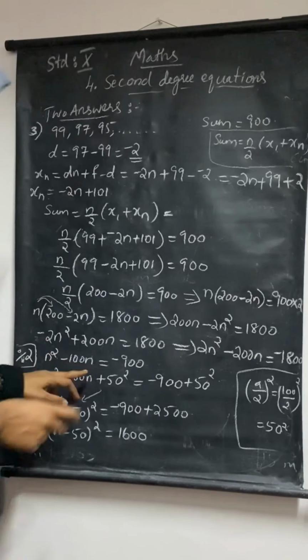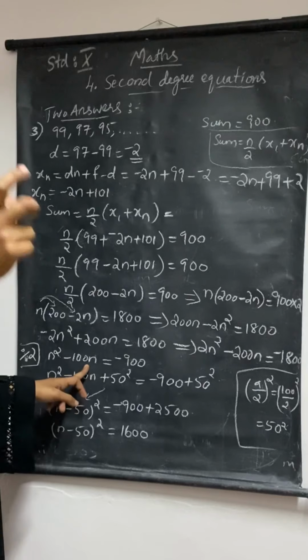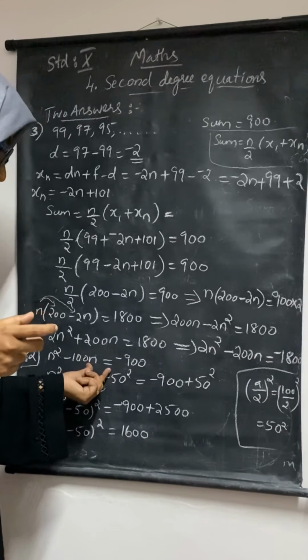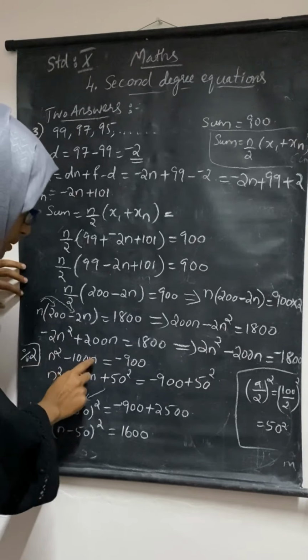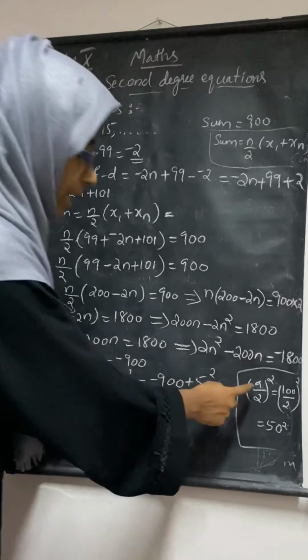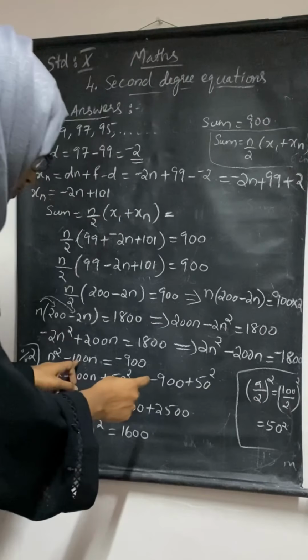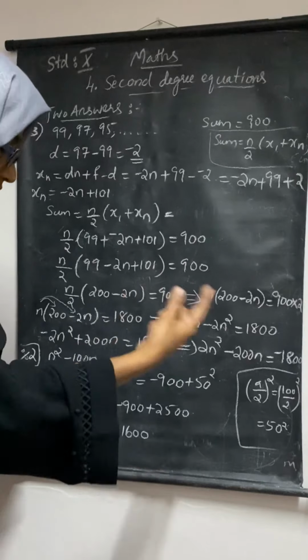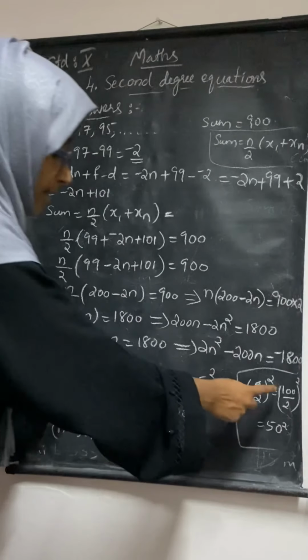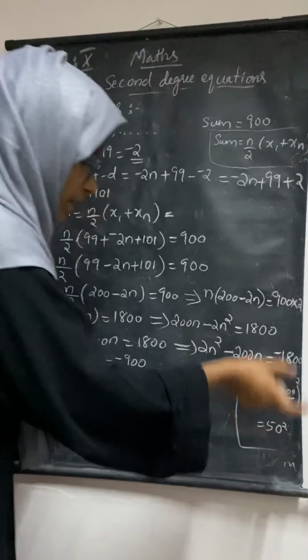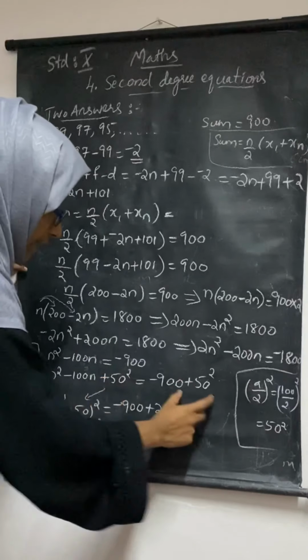Now, you know, we have to do square completion. That equation came, now here square completion we have to do. So the first term is there, the second term is there, the third term is missing. How to find the third term? A by 2 whole square, where A is the coefficient of n or coefficient of x, that is 100 here. 100 by 2 whole square, that is 50 square. So that 50 square you have to add here and you have to add here.